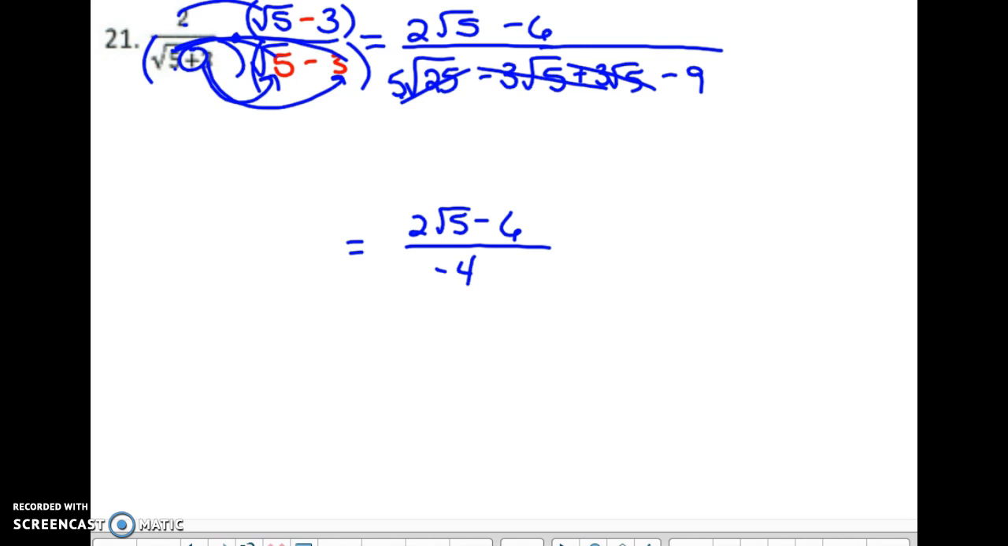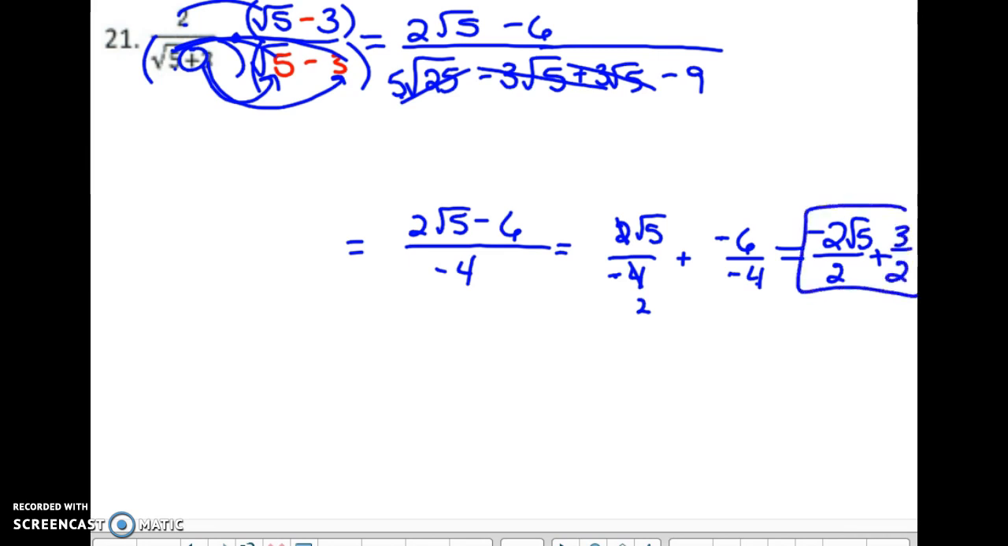And we can't really leave this with a negative 4 in the bottom. There are two ways to think about it. One of them is to think of it as two separate fractions. So 2 square root 5 over negative 4. And then negative 6 over negative 4. So if we cancel these, 2 would go in 2 times. We don't like to leave a negative in the bottom. So it would be negative 2 root 5 over 2. And then here a negative and a negative cancel to be a positive. And we would have 3 over 2. So that's one way to do it.